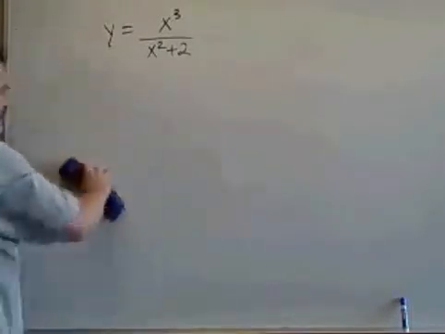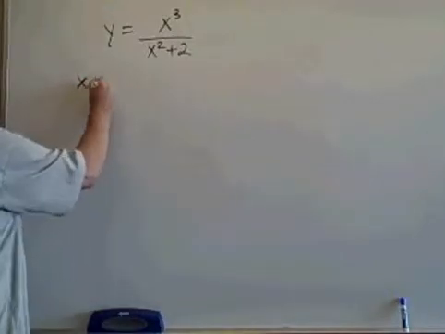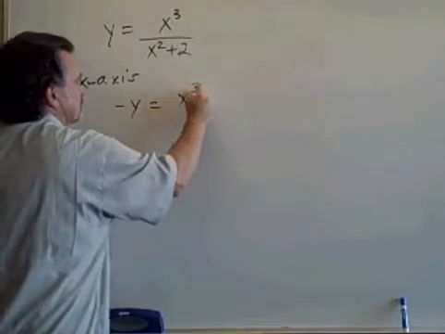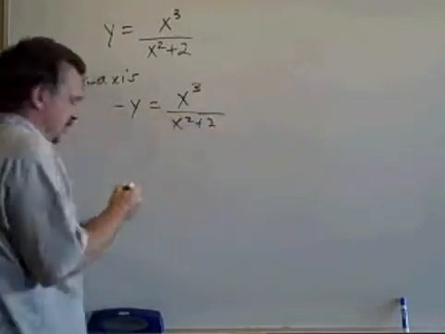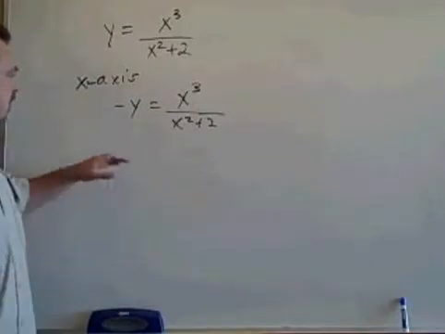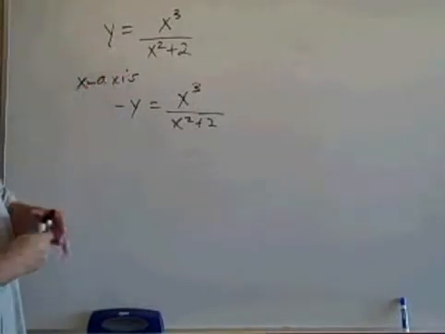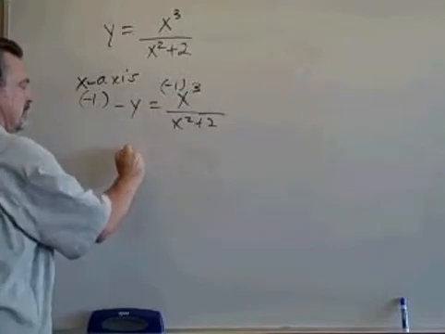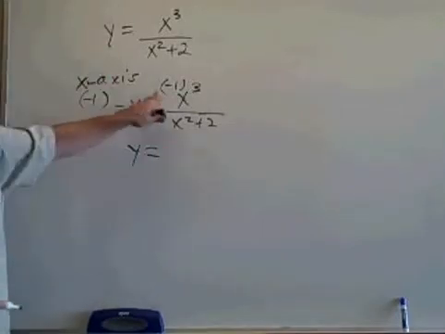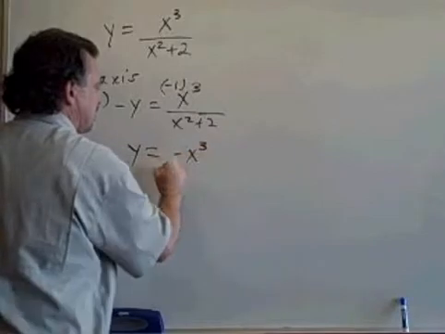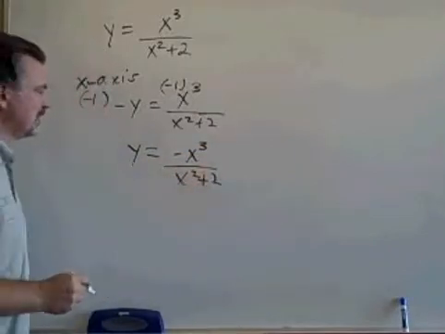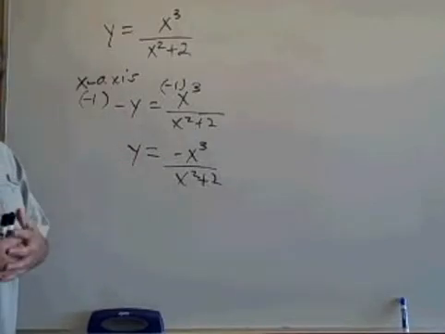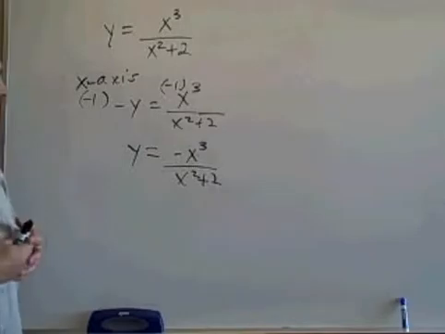Let's try testing for symmetry with respect to the x-axis. To do that, we replace y with minus y. And if I wanted to get back to at least having positive y, one approach would be to multiply both sides by negative 1, wouldn't it? So that's going to get me back to y, but that's going to give me here negative x cubed over x squared plus 2, which is not the original equation. So the graph of this equation would not exhibit symmetry with respect to the x-axis.